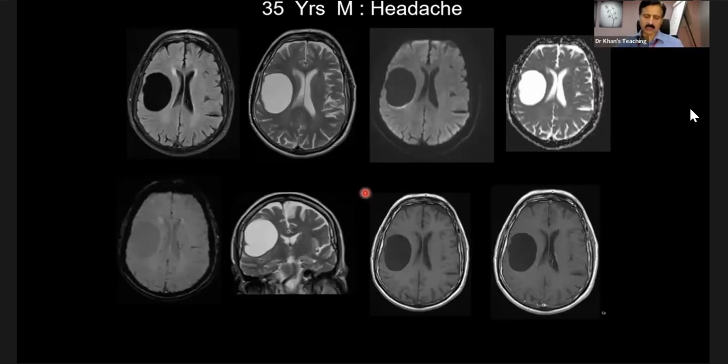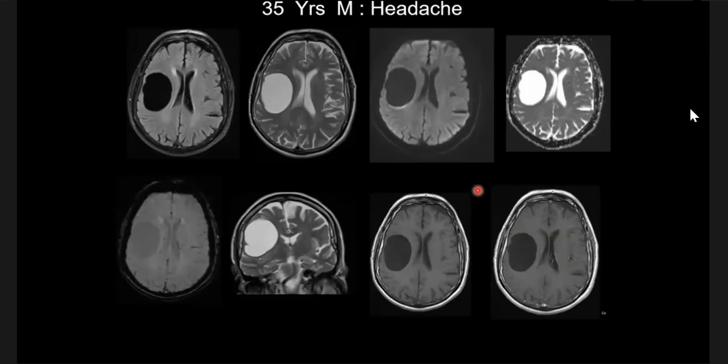Okay, candidate 4, last case for you. This is a 35-year-old male with headache and a series of MR which shows a rounded, well-defined cystic lesion in the right hemisphere, and there is minimal perilesional edema. I'm thinking this. Any enhancement? There's no enhancement on post-contrast images. So this is most in keeping with a porencephalic cyst.